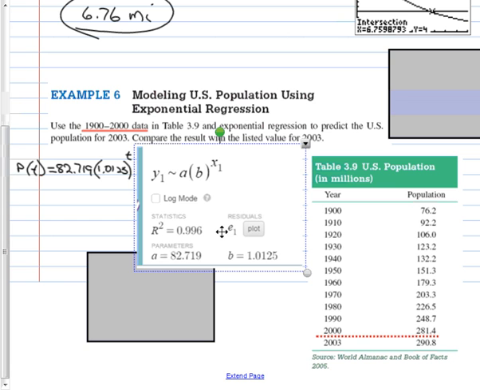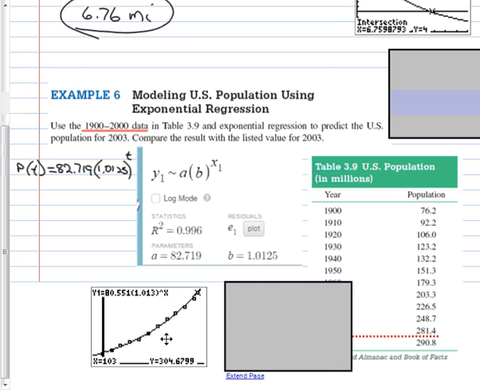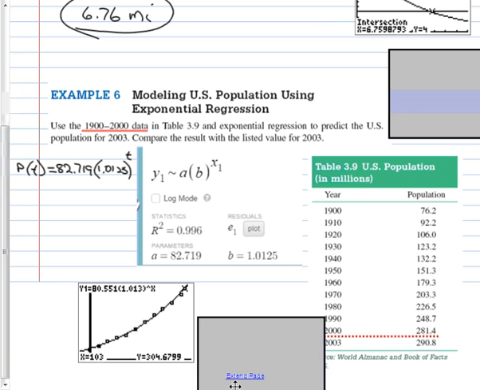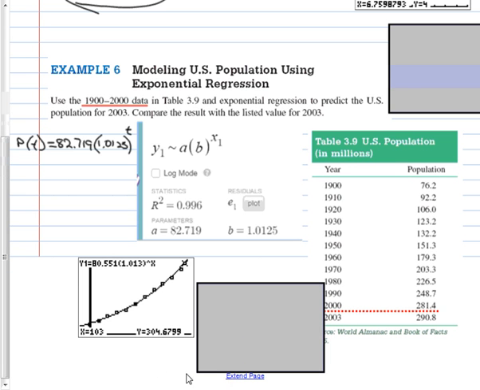Did you guys do it on your calculator or were you just watching me do it? Well, let me come over here, and I did it on the calculator earlier, and I substituted 103 in. And I got an answer of 304 or 305 million. Now, how does that compare to what it actually is?